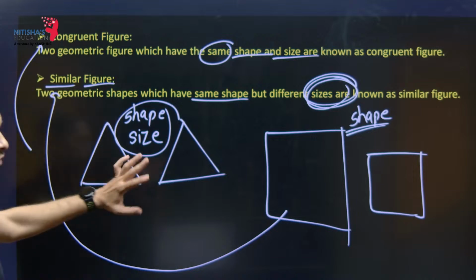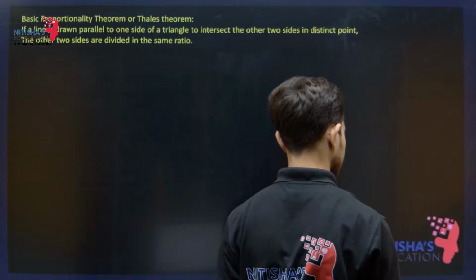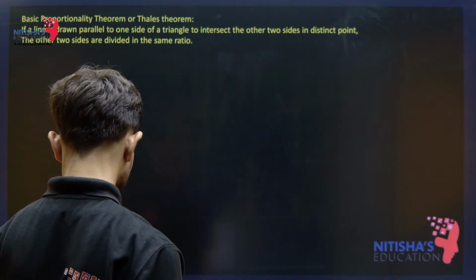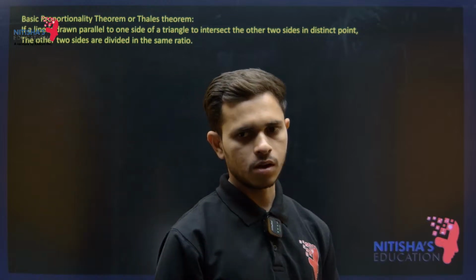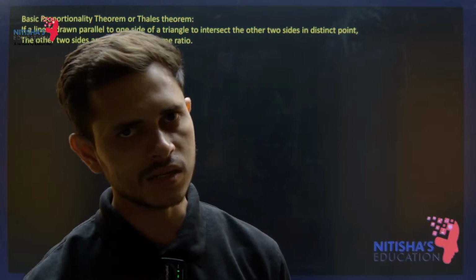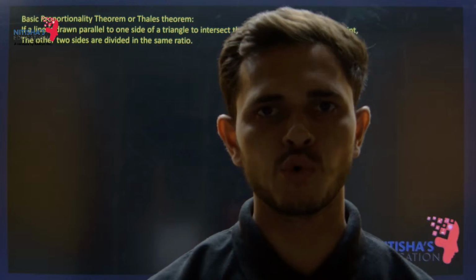Okay, so this is the difference between the congruent and the similar figure. Next, basic proportionality theorem or Thales theorem. Now this question is asked in your examination frequently, that they are saying that state the basic proportionality theorem or Thales theorem and prove it.